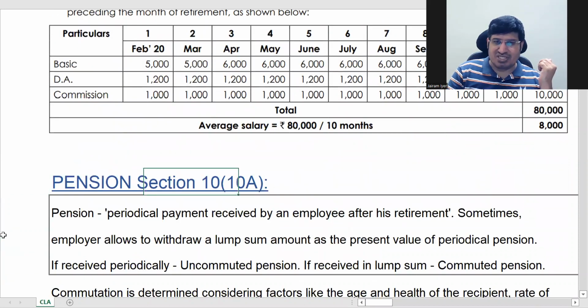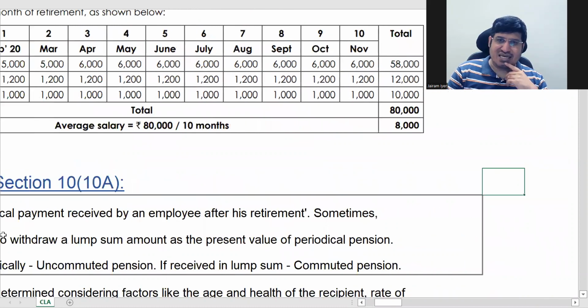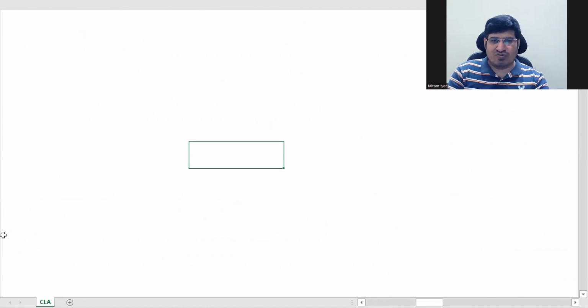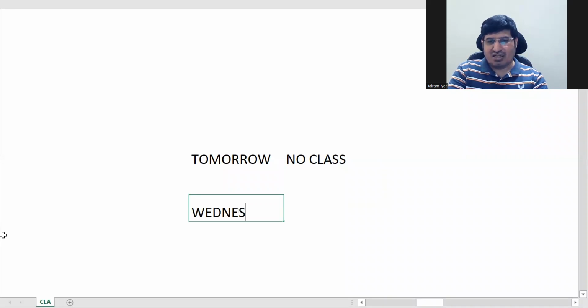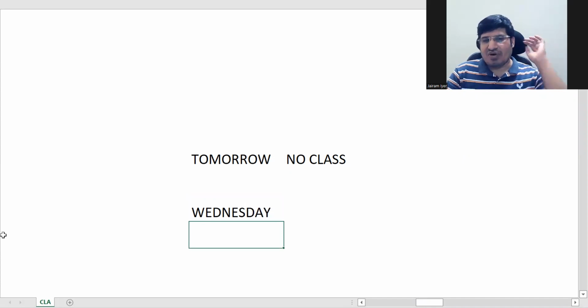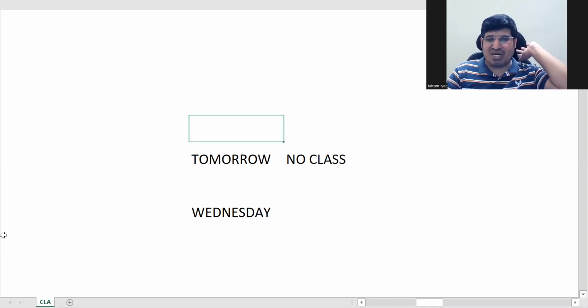The next part is pension. We'll start with pension. But tomorrow we won't have a class, correct? No class. Next class will be on Wednesday. If you all are comfortable, we can just follow this for tax. Like on Monday, we can do only direct tax. I'll give you breaks, take as many breaks as you want in between, but we can cover good ground if we do it continuously.